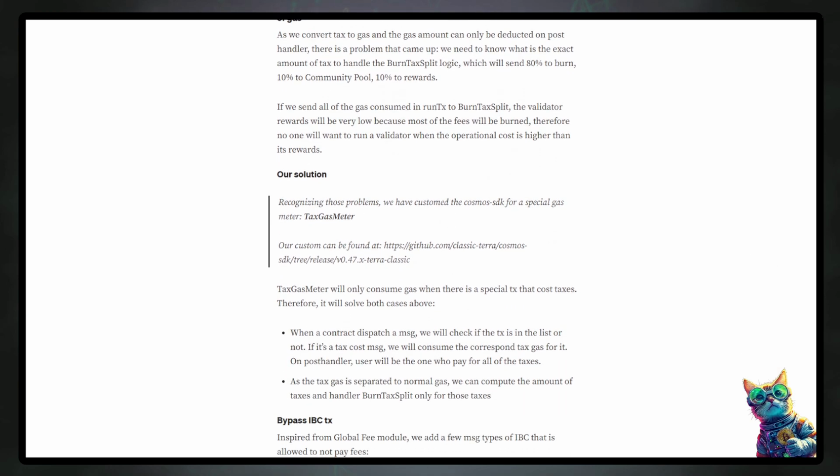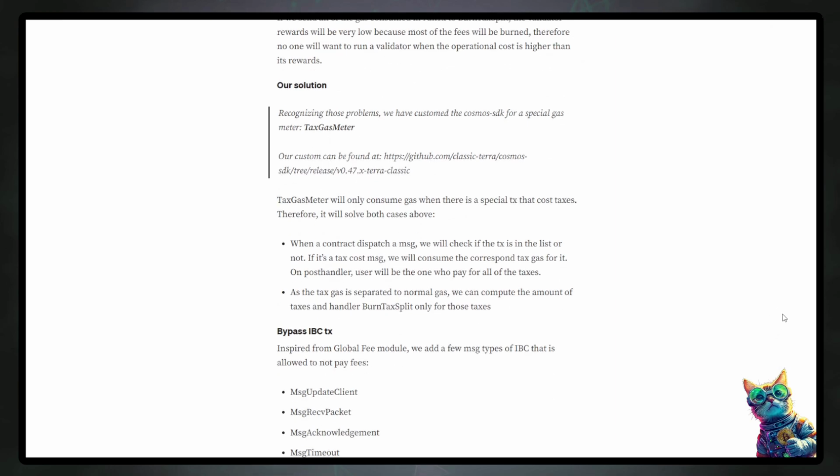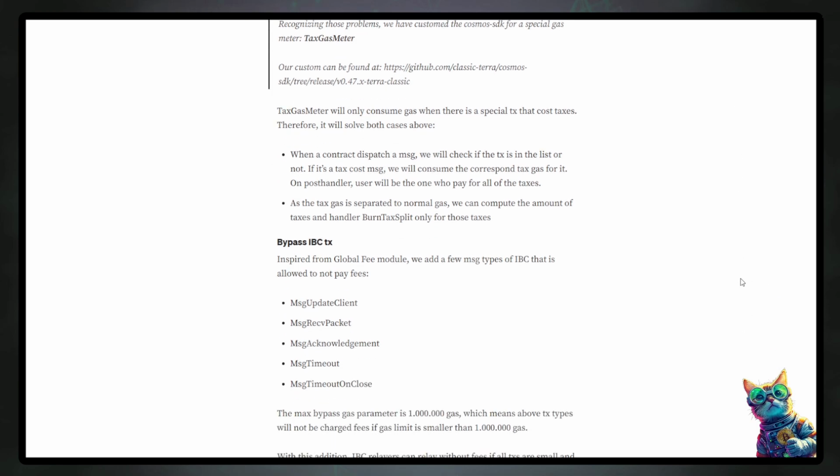So our solution, recognizing those problems: we have customized the Cosmos SDK with a special gas meter. A tax gas meter will only consume gas when there is a special transaction that costs taxes. Therefore, it will solve both cases above. When a contract dispatches a message, we will check if the transaction is in the list or not. If it is a tax-cost message, it will consume the corresponding tax gas on the post handler, and users will be the ones who pay for all of the taxes. As the tax gas is separated from normal gas, we can compute the amount of taxes and handle the burn tax split only for those taxes.